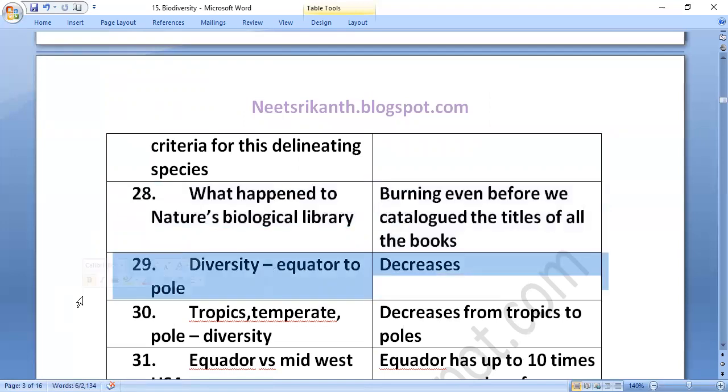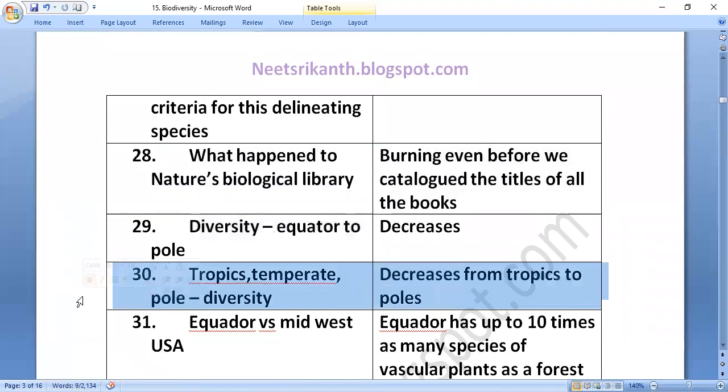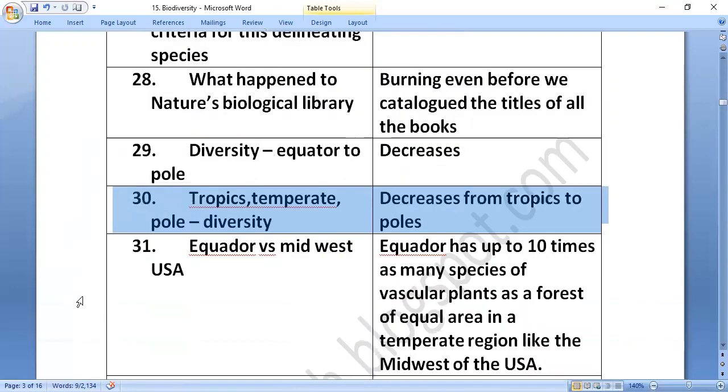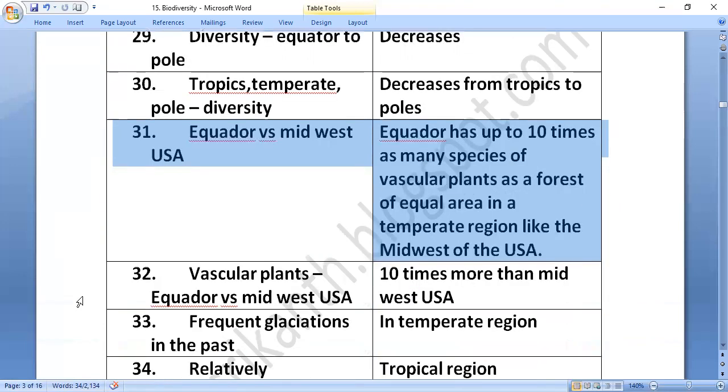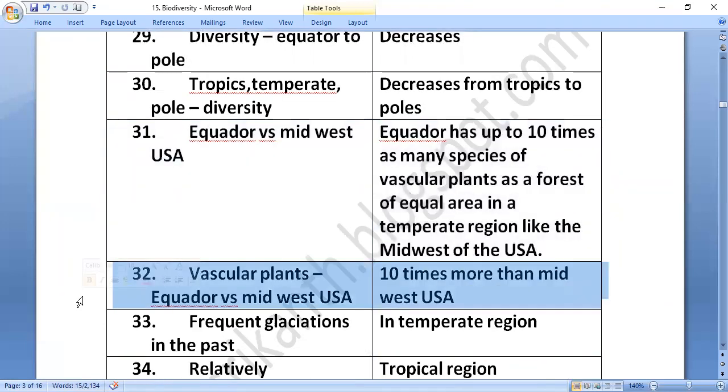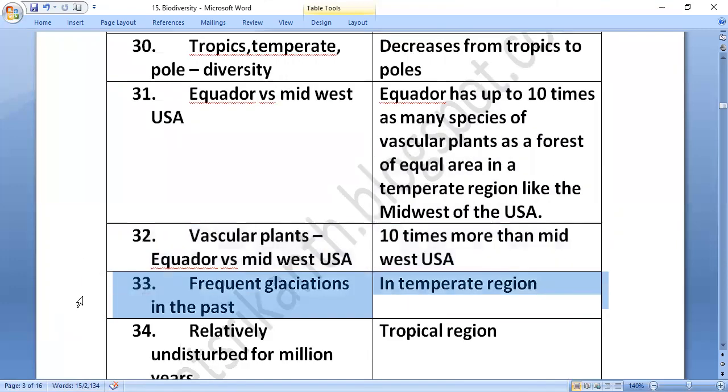Diversity decreases from the equator to the poles, from the tropics through the temperate regions to the poles. Ecuador versus the Midwest USA: Ecuador has up to 10 times as many species of vascular plants as a forest of equal area in a temperate region like the Midwest of the USA, even though the area is the same.